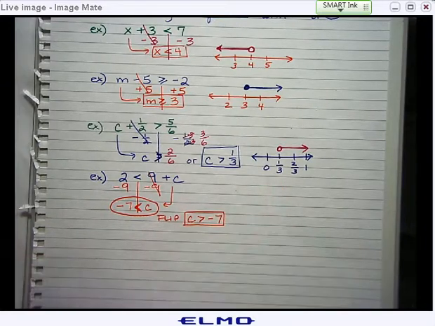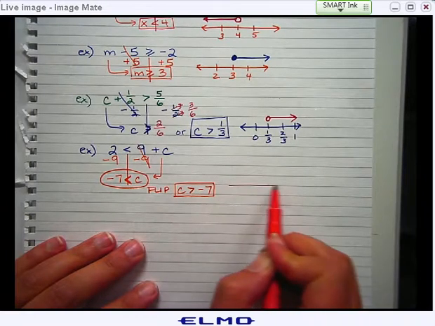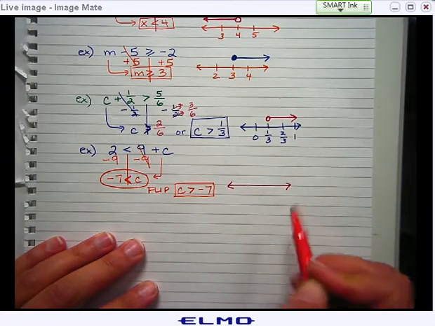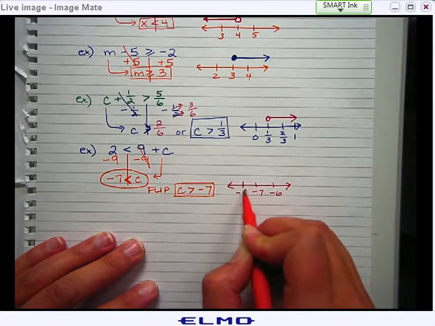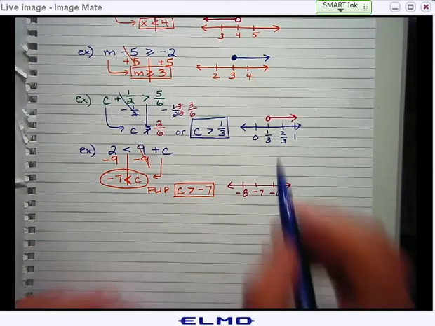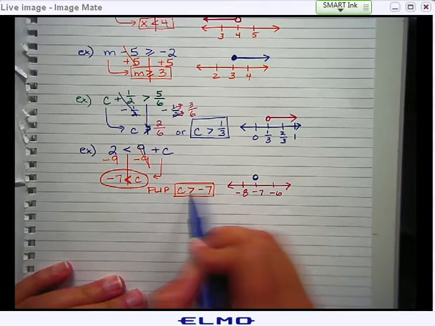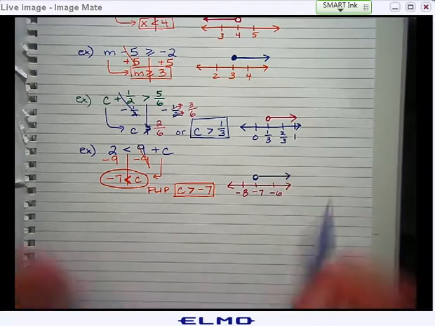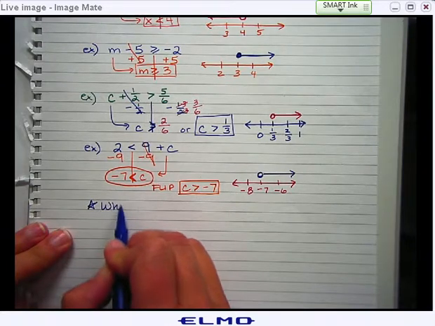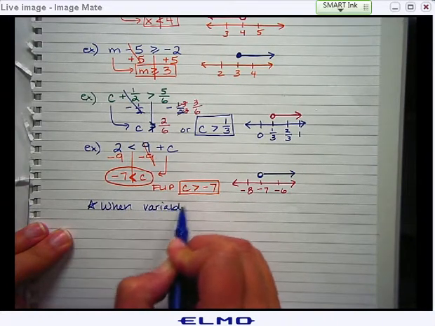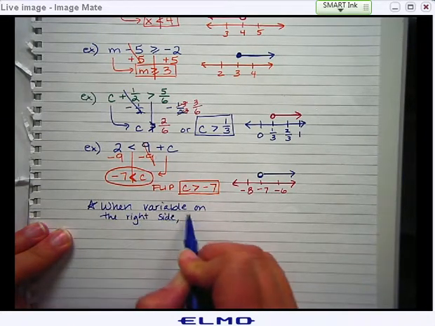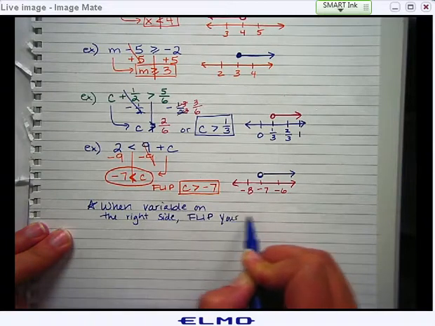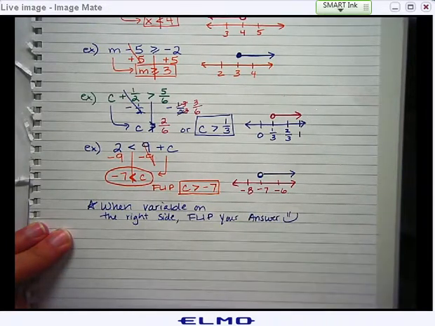This is going to save you so many errors when you have to graph your answer because the symbol is going to match the way that you graph. So negative 7, 1 up would actually be negative 6, 1 down would be negative 8. And you're going to have an open circle on the negative 7 and you're shading greater than. So a good rule of thumb, when the variable ends up on the right side, flip your answer. That's a good rule of thumb to follow.